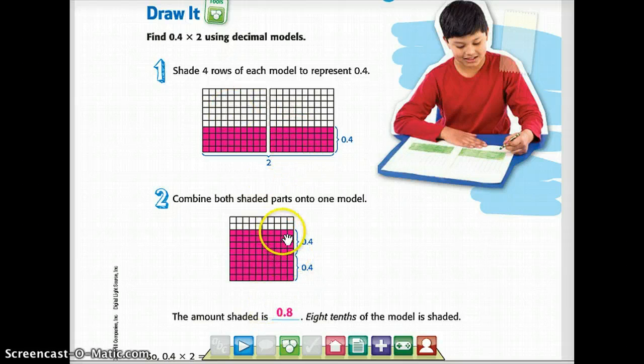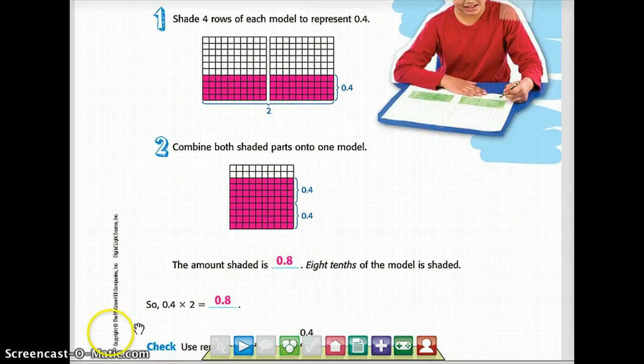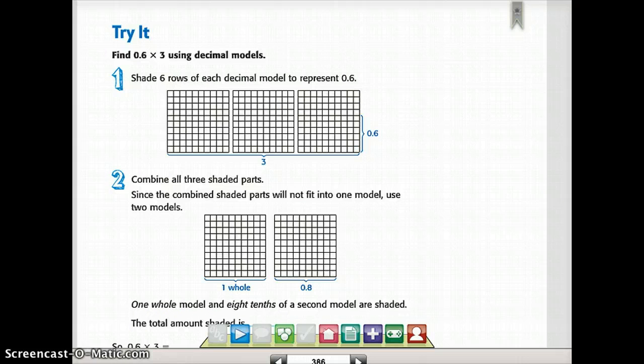When you combine it, you have 8/10, and you still have 2/10 that aren't shaded here. So we know that the amount shaded is 8/10. That is the answer to the multiplication problem. 4/10 times 2 is 8/10. Okay, so let's look at one more example.